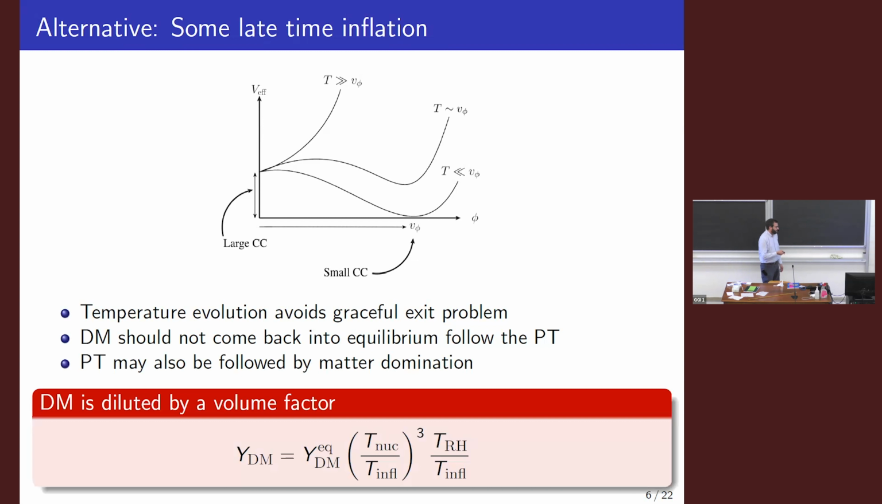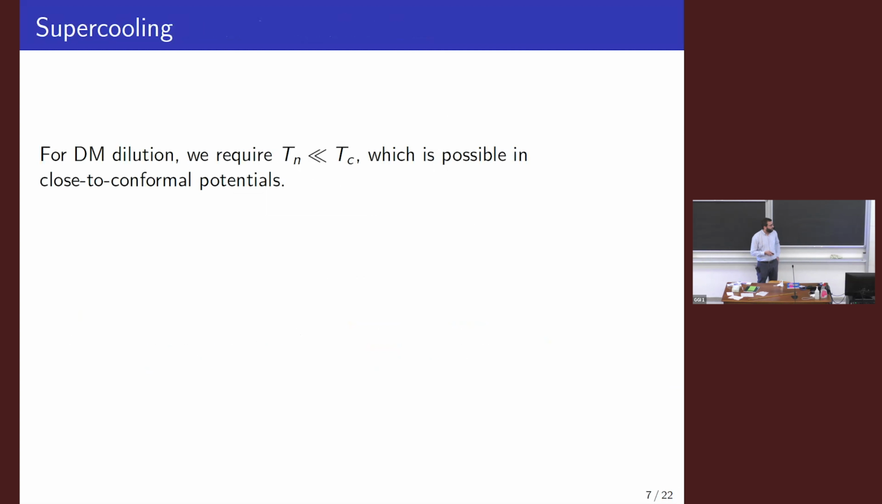And in the end, the dark matter will be diluted basically by this additional expansion due to the inflationary epoch, and also by a possible matter-dominated epoch if the reheating temperature is sufficiently below the temperature at which inflation starts. This is simply the nucleation temperature. Okay, so for this dark matter dilution, we require that the nucleation temperature is far below the critical temperature, which is generically possible in close to conformal potentials.